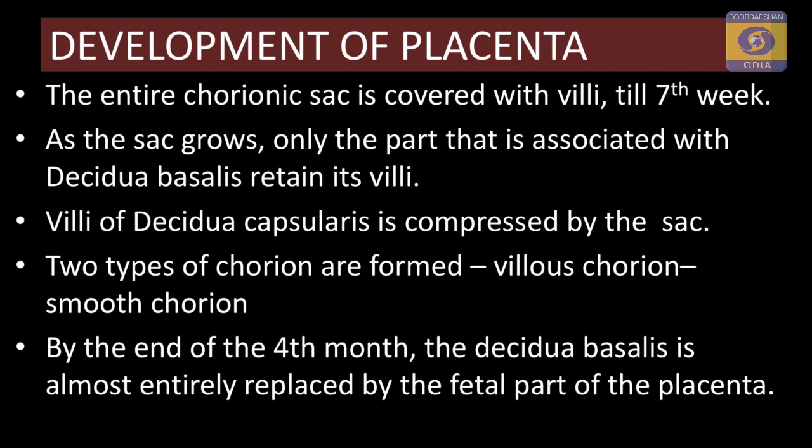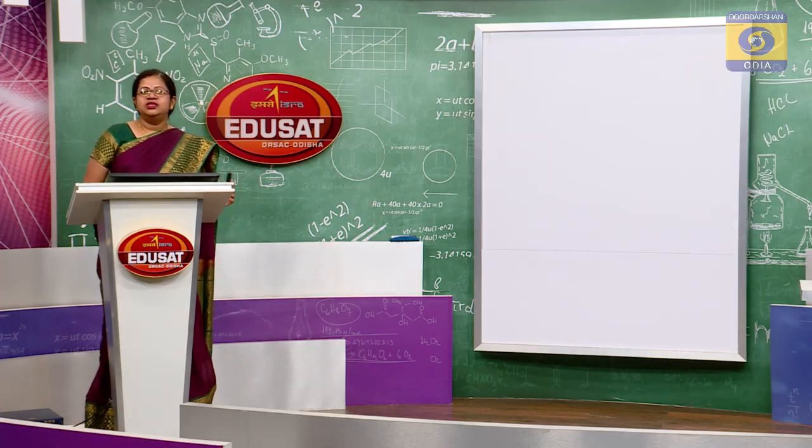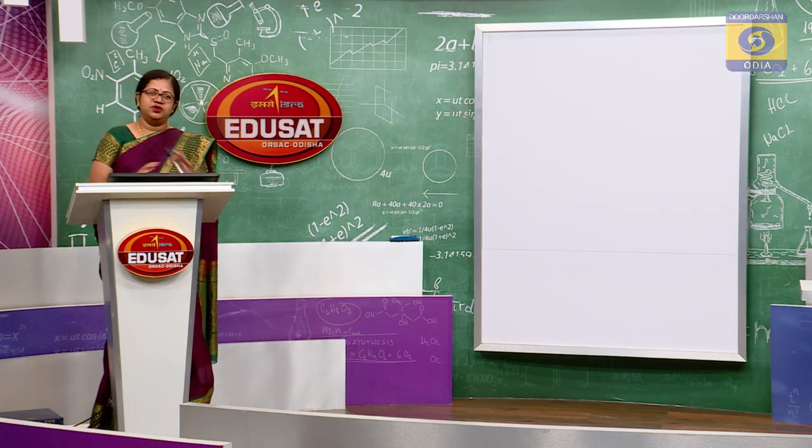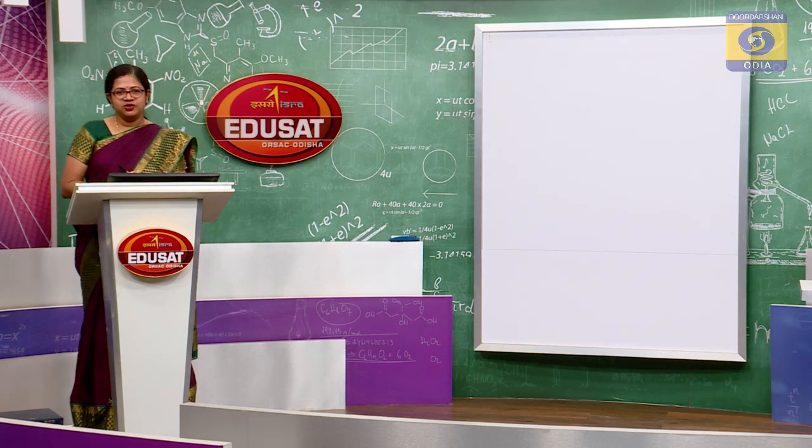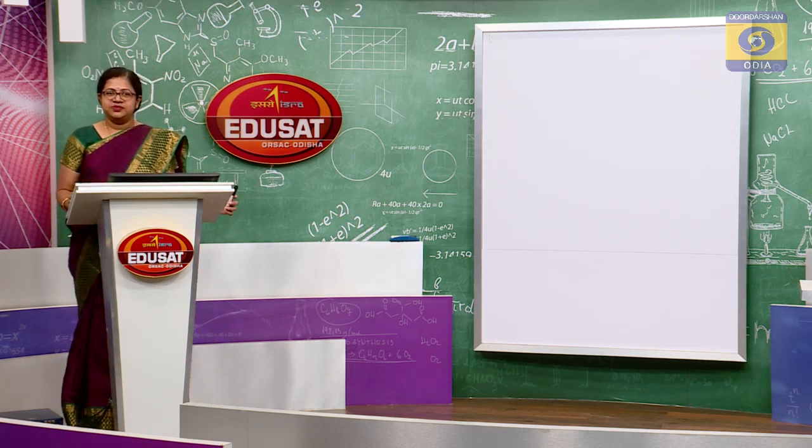And by the end of the 4th month of development, the decidua basalis is almost entirely replaced by the fetal part of the placenta. So, how are these changes taking place? There is removal of the villi from the entire surface area of the chorion, only a small part of the chorion will retain the villi, and there will be compression of your decidua capsularis.